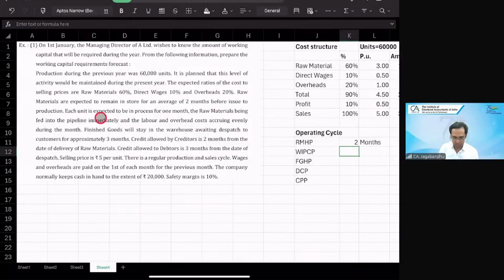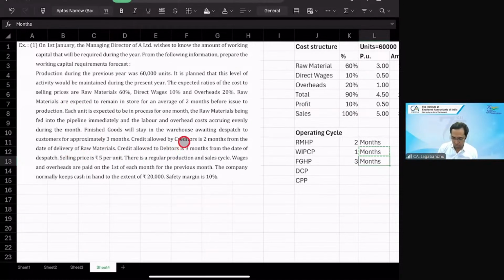Two months before issue to the production. Each unit is expected to be in process for 1 month. So that's your WIP. Finished goods will stay in warehouse awaiting dispatch to customers for nearly 3 months. So finished goods is going to be 3 months.